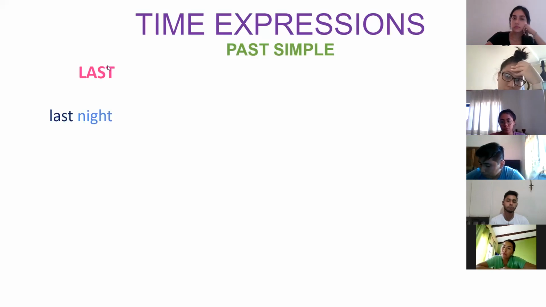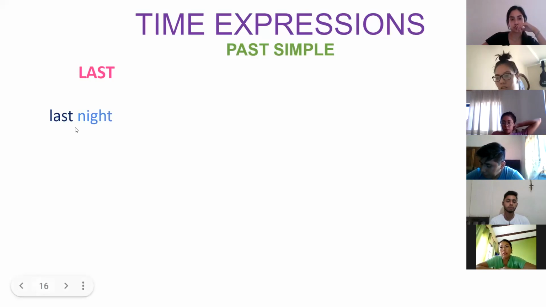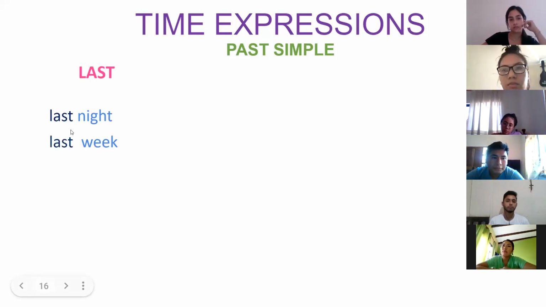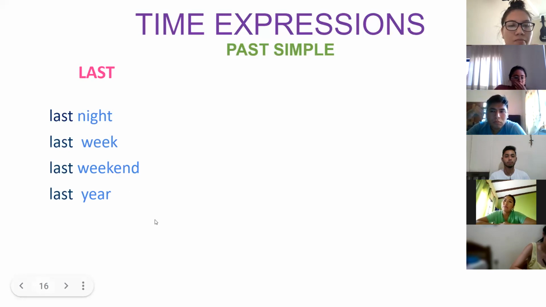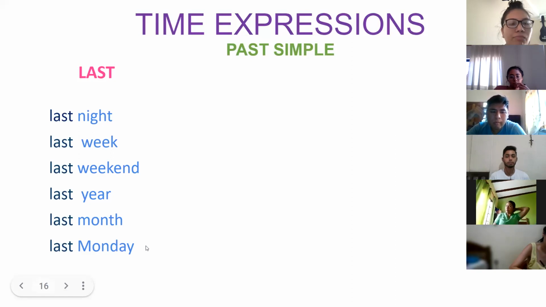So we have some expressions with last, for example, last night. Do you know any other time expression with last? Last night is one. Any other? Last weekend? Last week, last weekend, very good. Last year, very good. Last month, very good. So here we have last week, last weekend, last year, last month, right? Good. Last Monday, last Friday, last Saturday. Okay. Todas las expresiones que podemos hacer con last.